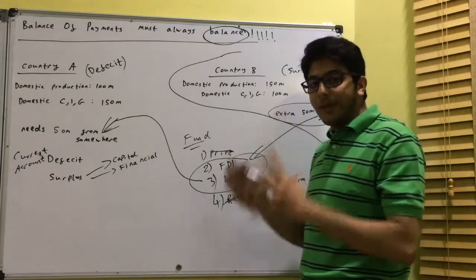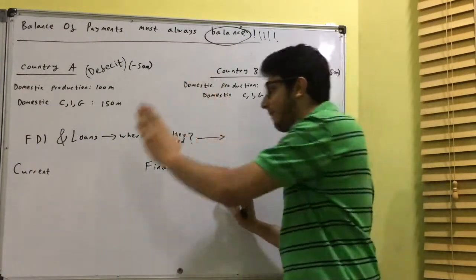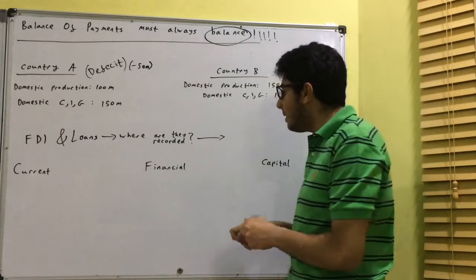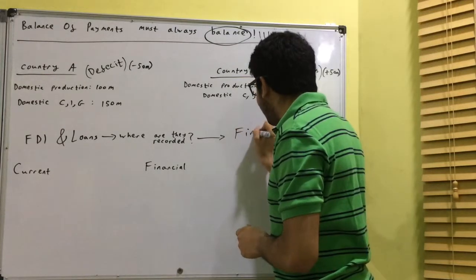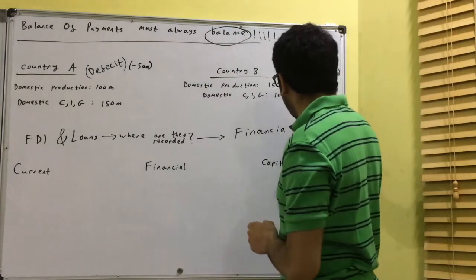Now let's get into the real nitty-gritty of it. Okay, so remember, FDI and loans, where are they recorded in the balance of payments? They're recorded in the financial account. Financial account.